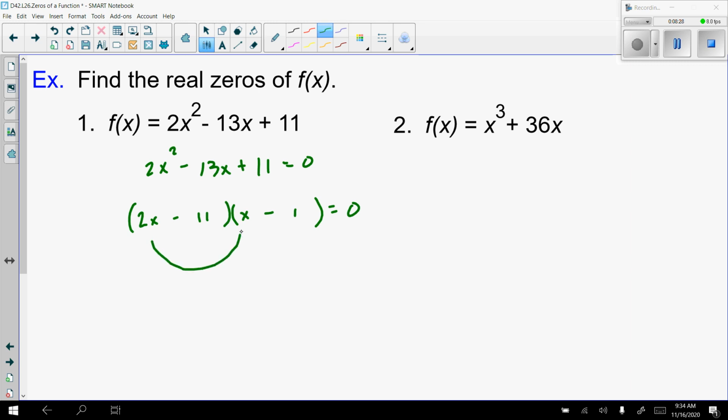When I FOIL, that gives me 2x squared, check. That gives me minus 2x, the outside. The inside gives me minus 11x. Minus 2x, minus 11x combined gives me minus 13x, so that checks out. And then when I do last times last, that gives me positive 11, and that checks out. Good, so everything works. Now all we need to do is set each binomial equal to 0 and solve.